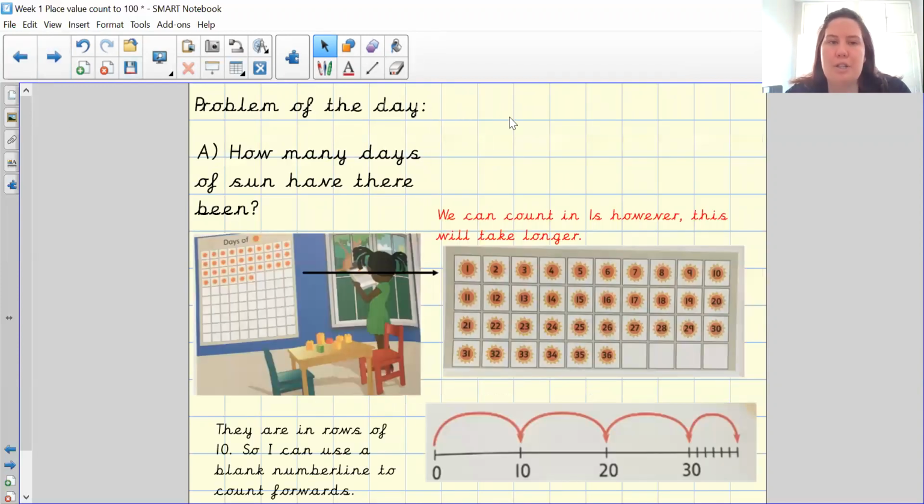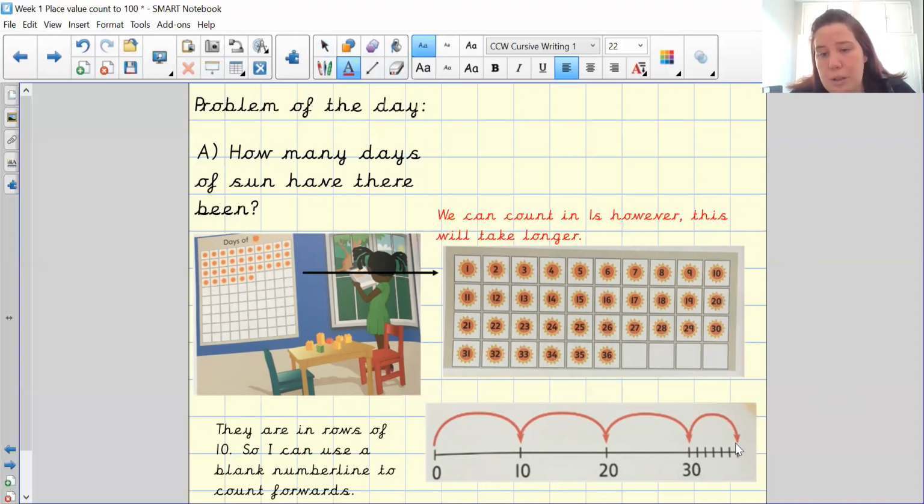So let's have a look at the first question. How many days of sun have there been? So the first thing you have to do is you need to work out how many there are in a row. You could count them in ones. However, this could take a long time, knowing that we can count in a larger number and be more confident. So each row is equal to 10, as you can see. So I'm going to jump in 10, 20, 30, because there's 3 rows. And then I have 1, 2, 3, 4, 5, 6 little ones. And I've done one big jump. Or you could do little jumps. It's up to you which way you feel more confident. And the answer is 36.